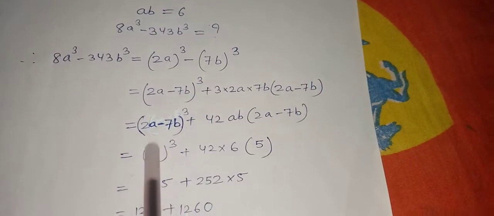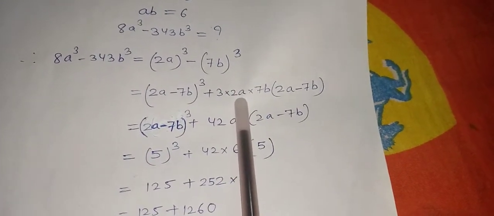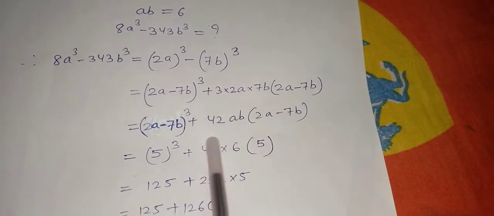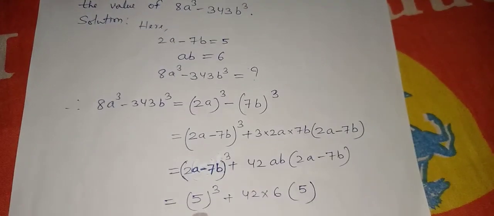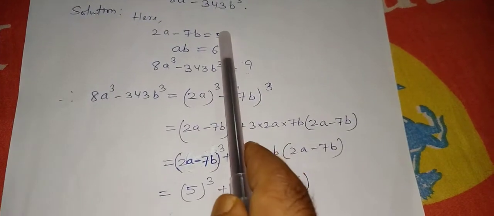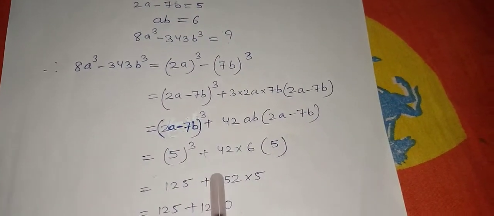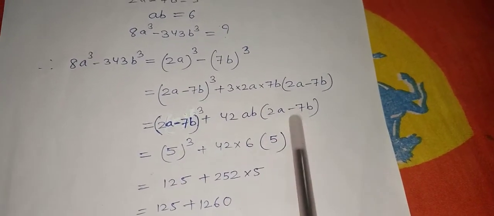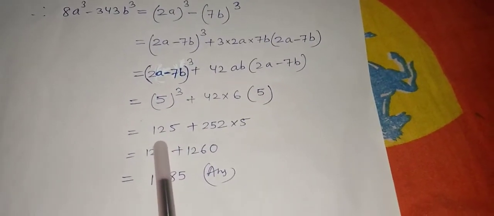Now the same thing I wrote here. Here I multiplied 3 2s are 6, 6 7s are 42. So this result is 42ab, and 2a minus 7b I wrote same. Now I will put the value. The value of 2a minus 7b will be 5, ab will be 6. So I did 5 cube plus 42 into 6 into 5, because value of ab is 6 and 2a minus 7b value is 5.